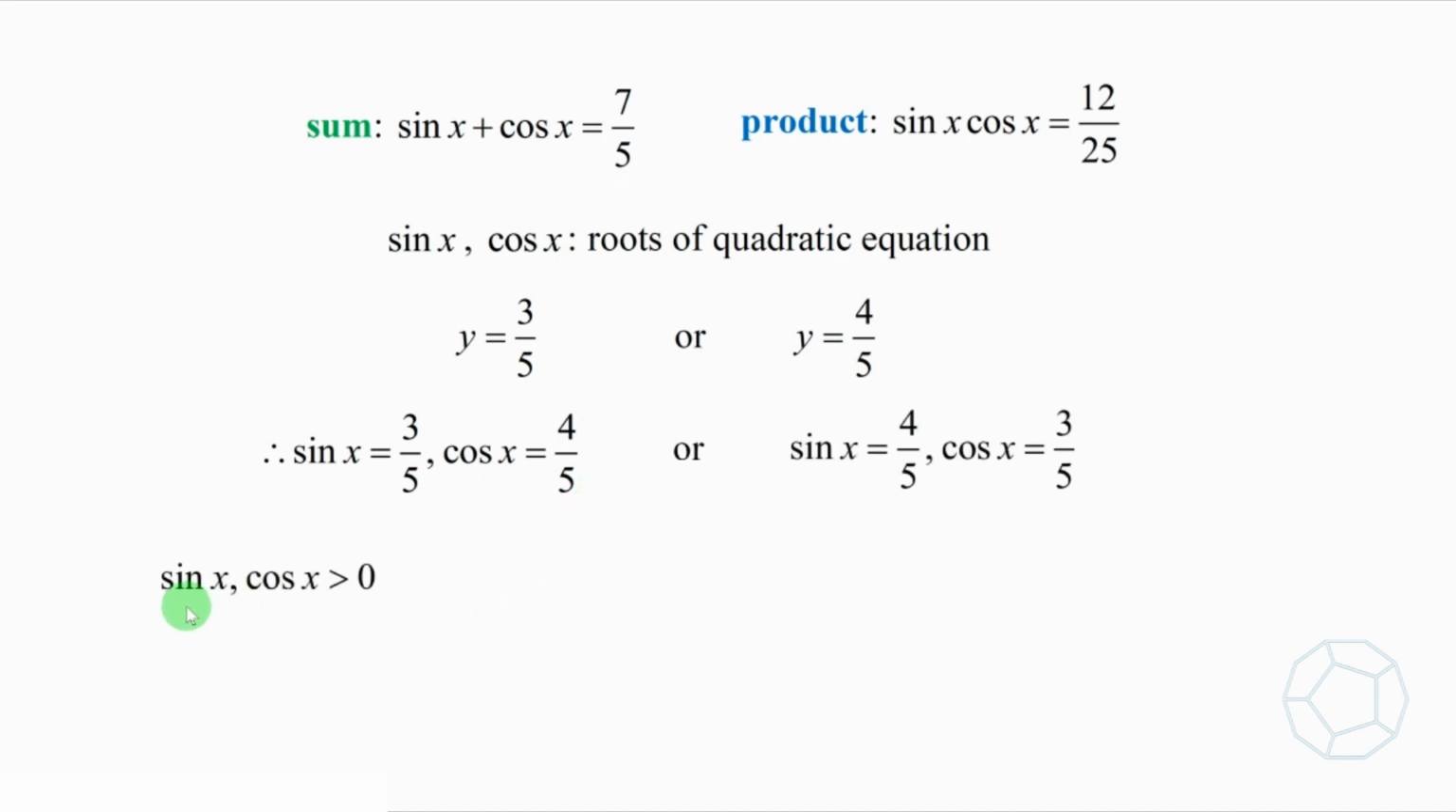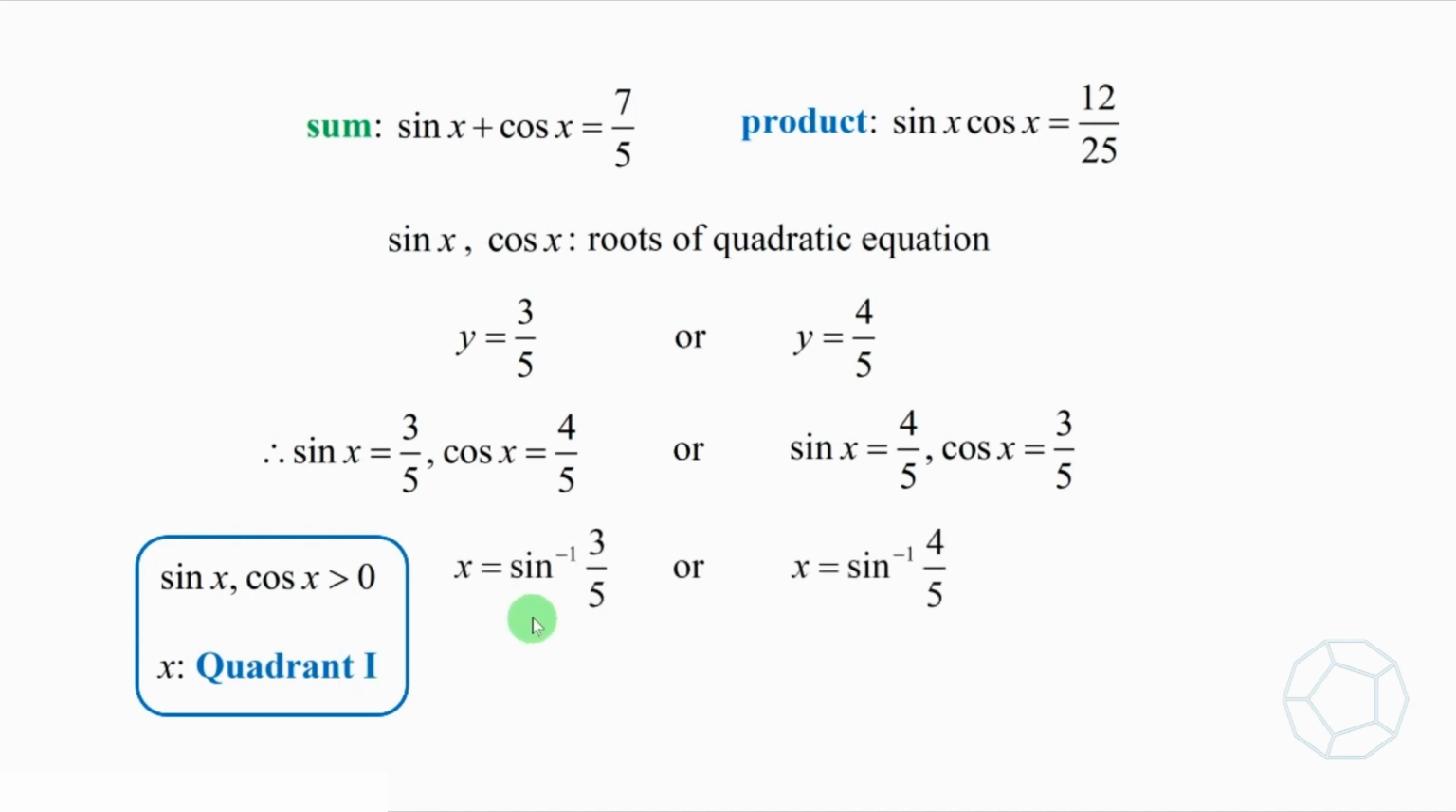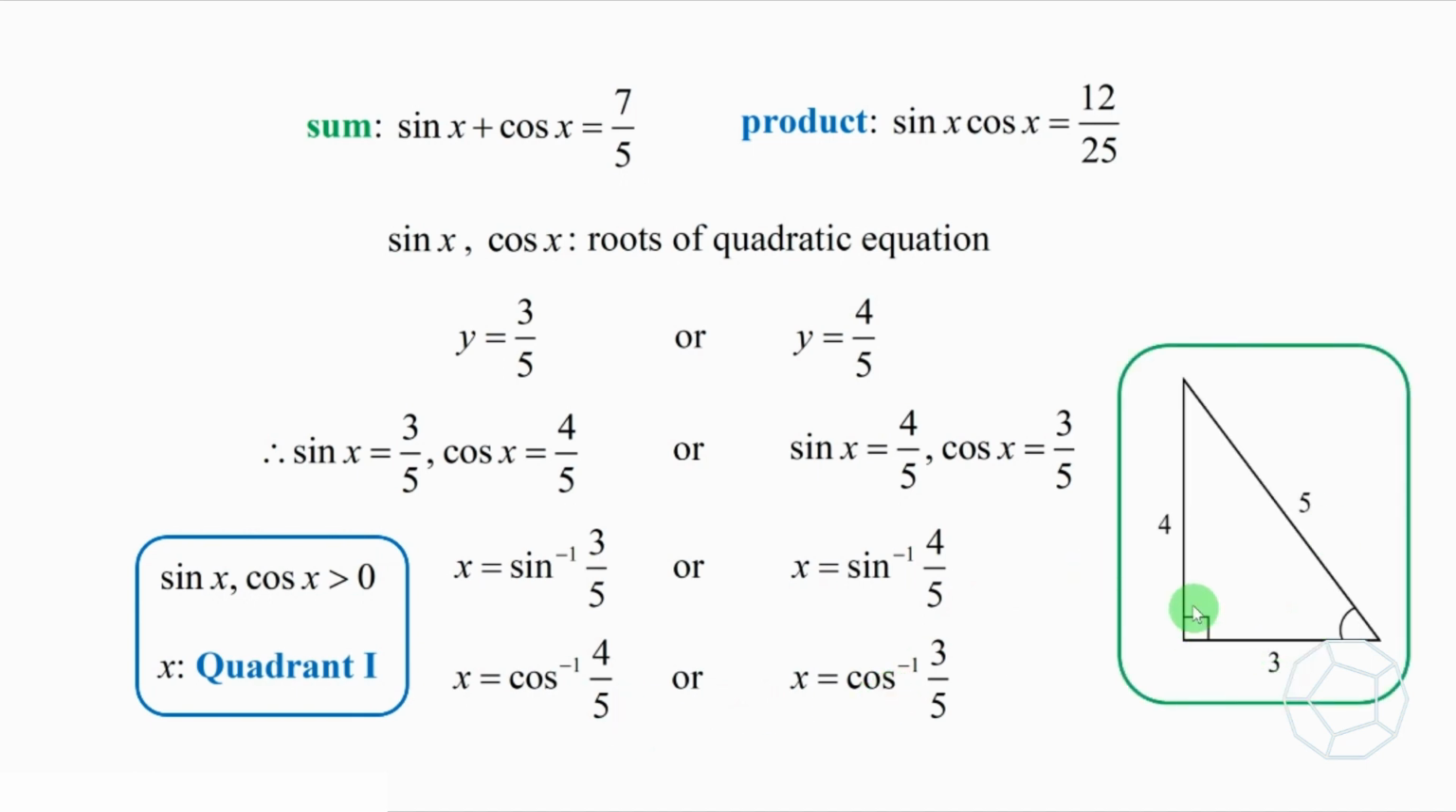Because both sine x and cosine x are larger than 0, therefore x is in quadrant 1. For x between 0 and 2 pi, x can be arcsine 3 over 5 or arcsine 4 over 5. Of course, you can also take arccosine. Can you see anything special about these two values? They come from the famous 3, 4, 5 right angle triangle. This is a really nice result, isn't it?